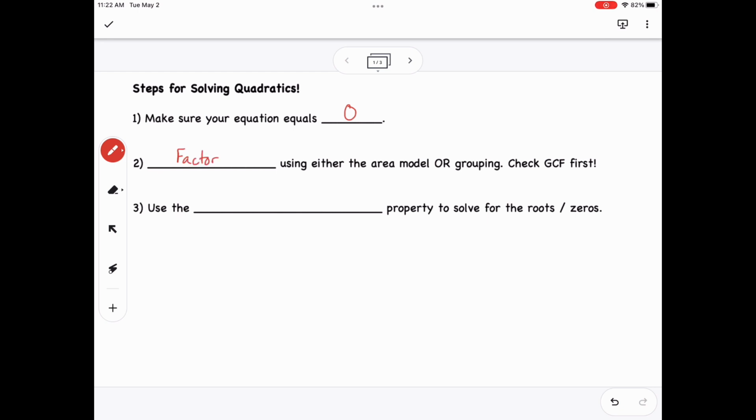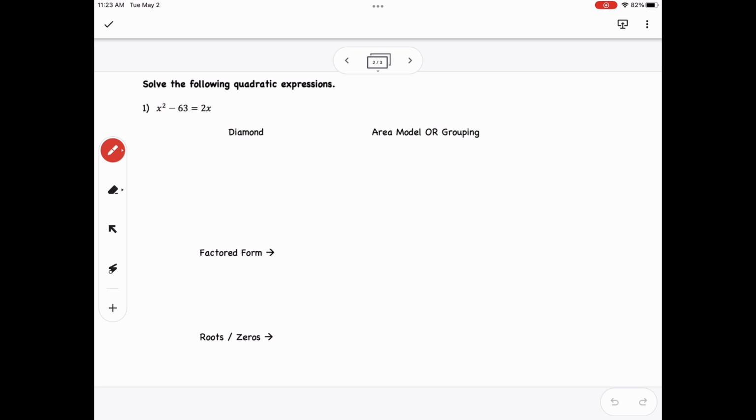Step two, we want to factor using either the area model or grouping, which is what we've already practiced. So make sure you check the GCF first. And then the last step, step 3, is use the zero product property to help us solve and isolate the two factors from one another.